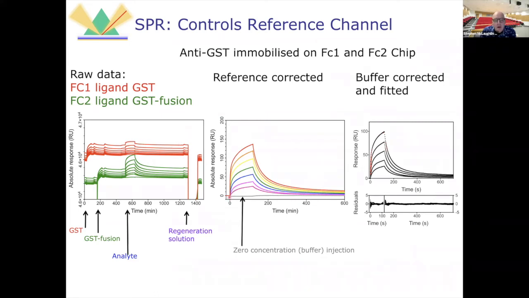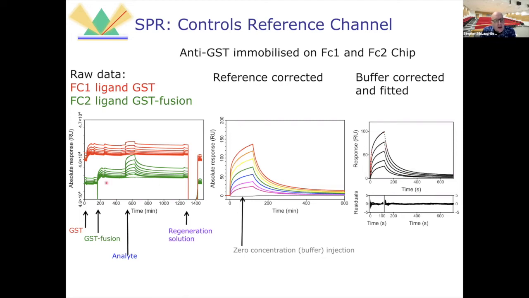And we also then do an injection of buffer as well to see if there's any kind of drifts or just signals there. So that when we take away the reference channel, then we can get a nice data here that we can actually fit.